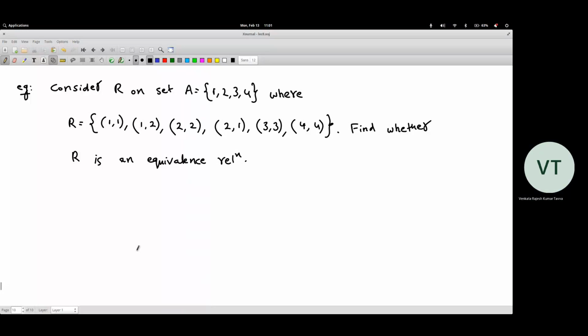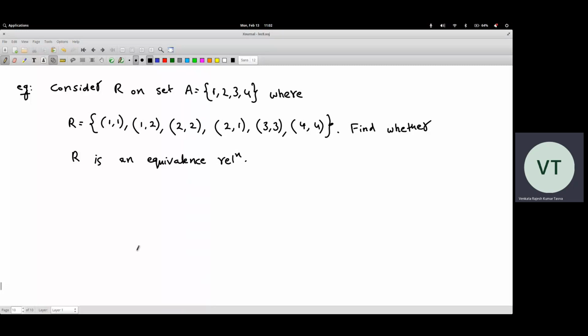Okay. So it is an equivalence relation. Why? First condition, reflexive. For all x belonging to A, xRx should be true. In this case, for all the four elements, xRx is true. You have 1, 1, 2, 2, 3, 3, and 4, 4. If any one of these four pairs is missing, then it is not reflexive.